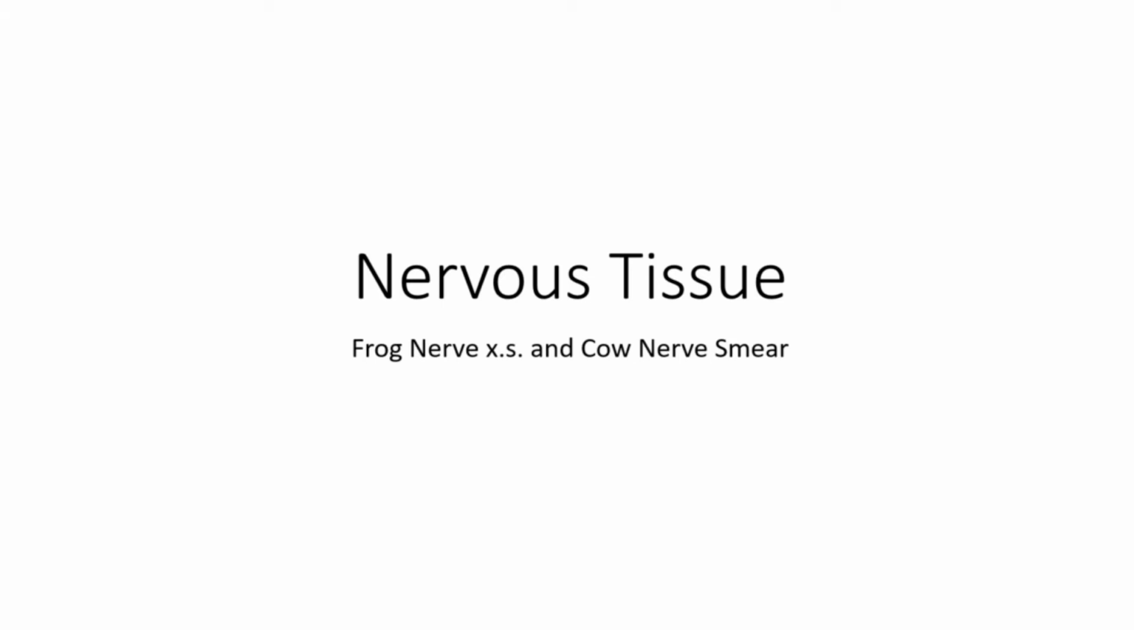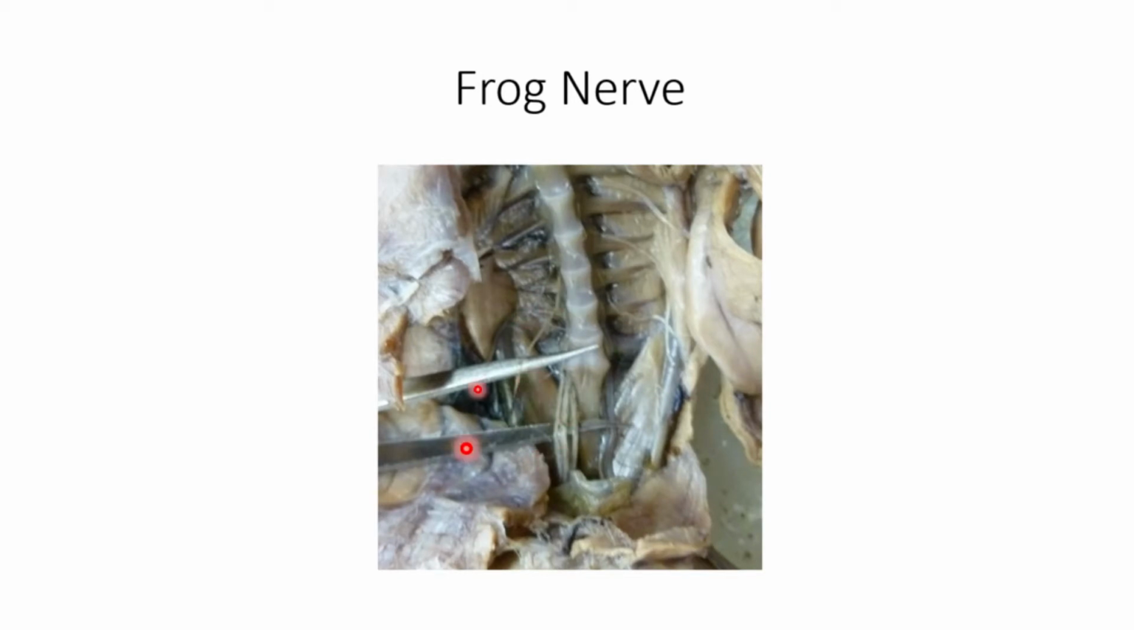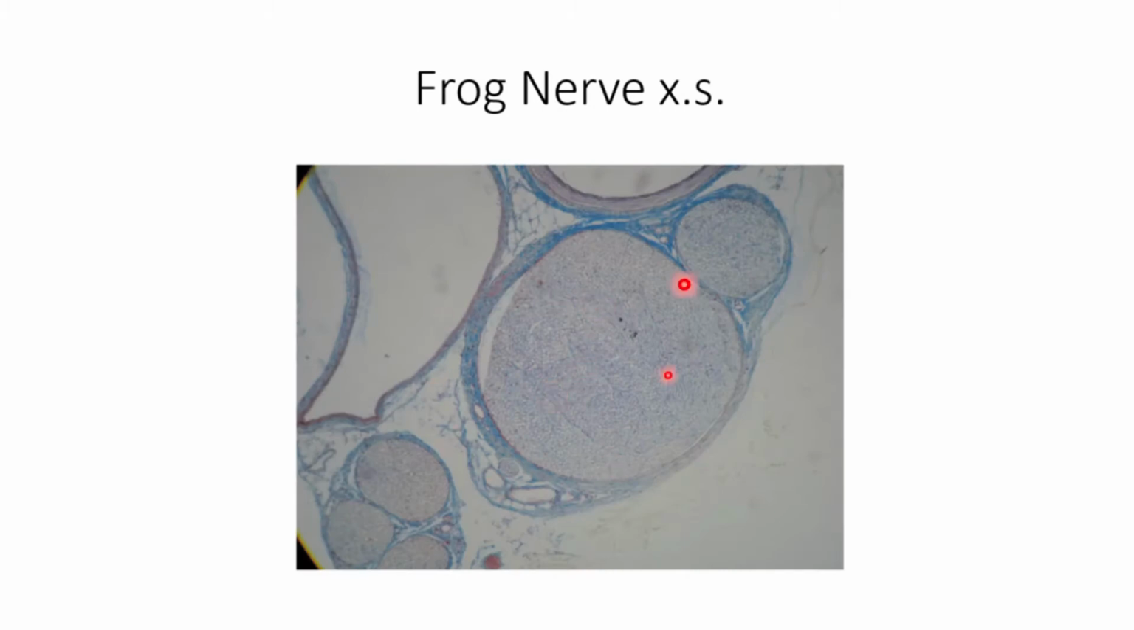Hello everyone, for this short lecture we are going to be tackling the microanatomy of your nervous tissue. So we are going to be using your frog nerve, in particular its cross-section, in order to tackle the structural organization. So for example, you have here your spinal nerves. If you were to take cross-sections of it, you are going to get something like this.